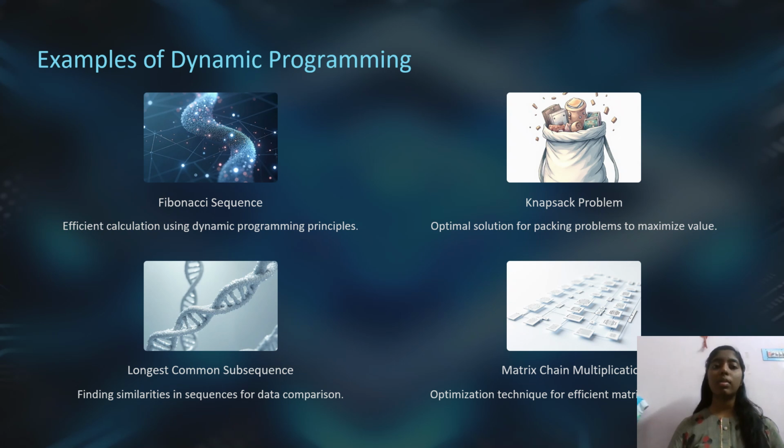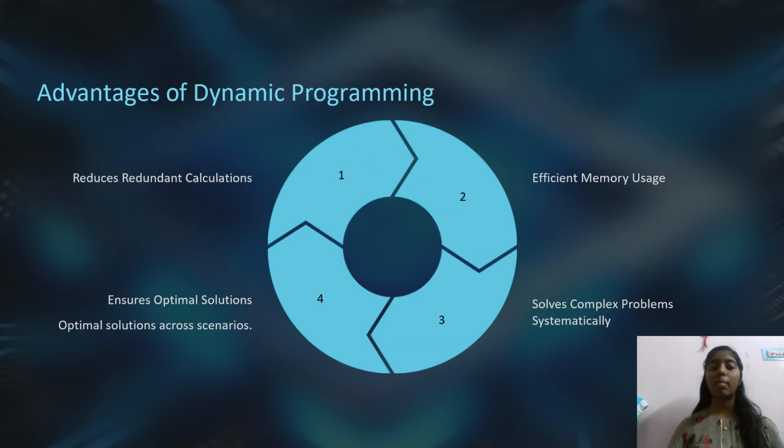A few examples of dynamic programming are efficient calculation using dynamic programming principles, like the Fibonacci sequence; optimal solutions for packing problems to maximize values, like knapsack problems; matrix chain multiplication, which is an optimization technique for efficient matrix problems; and longest common subsequences, like finding similarities in subsequences for data comparison.